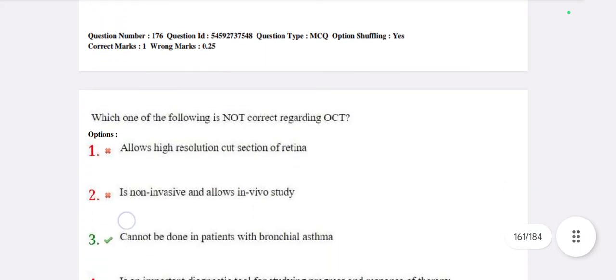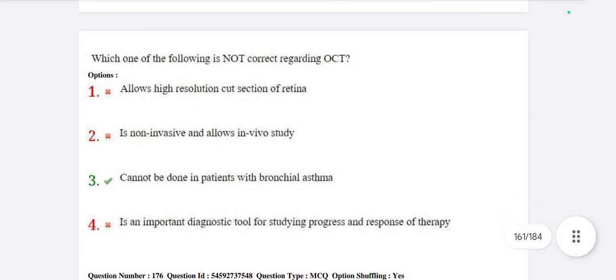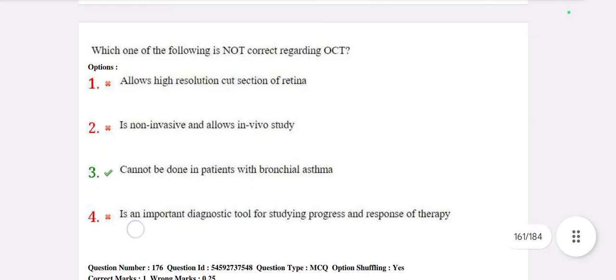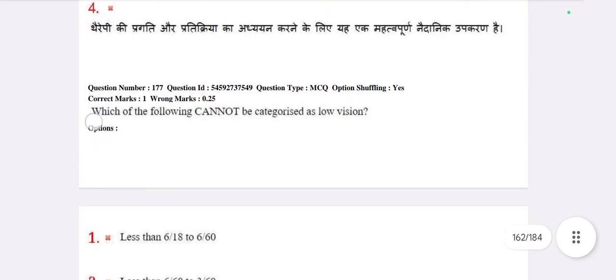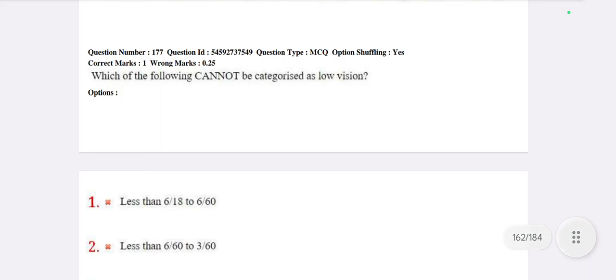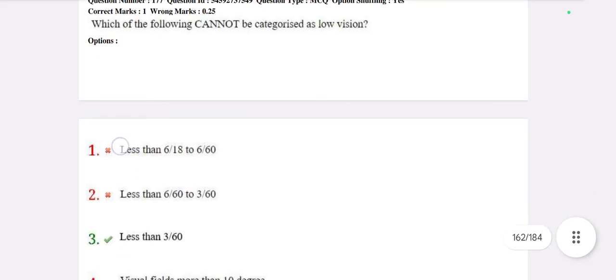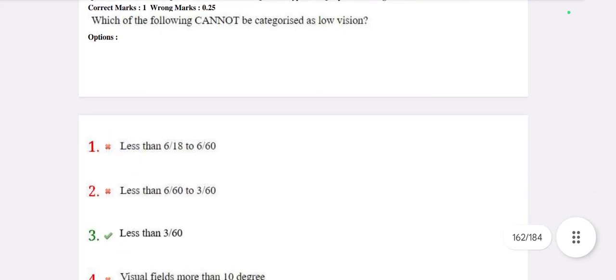Our next question is, which of the following is not correct regarding OCT? Our true answer is cannot be done in patient with bronchial asthma. Next question is, which of the following cannot be characterized as low vision?